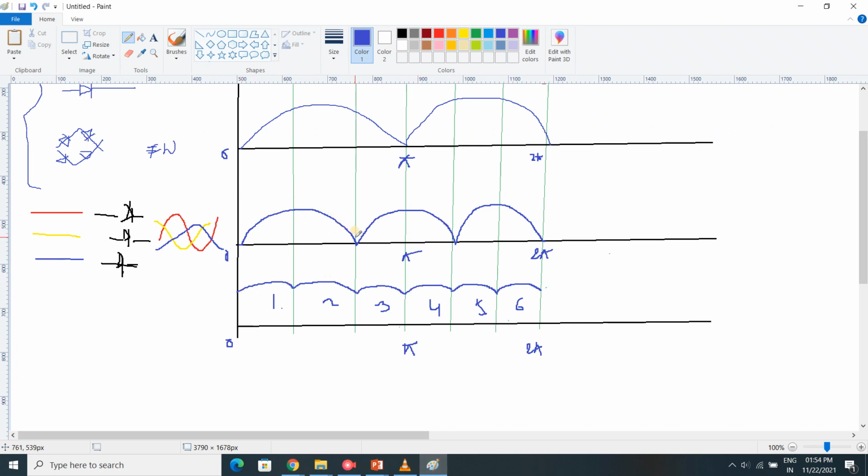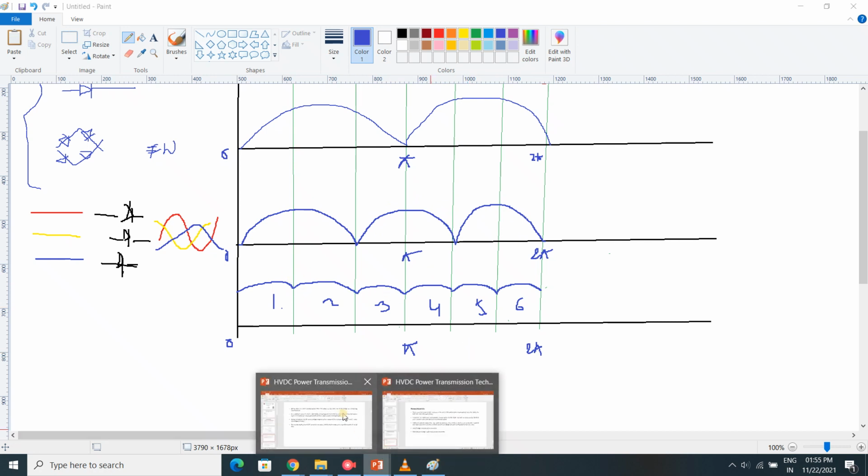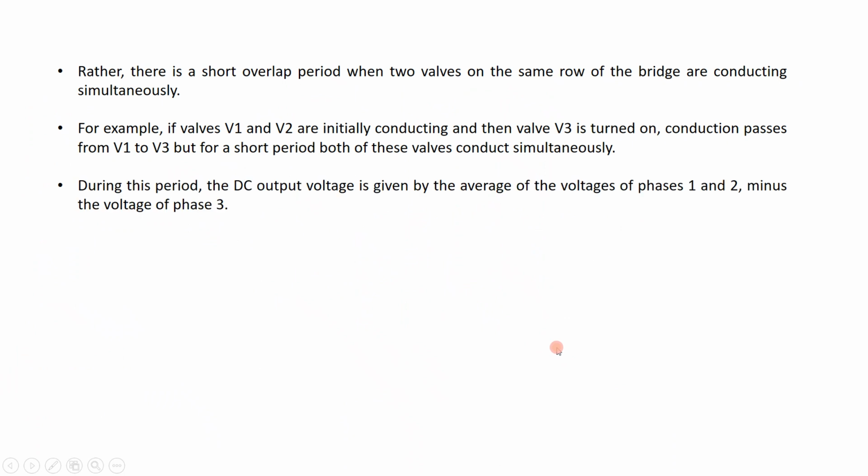That is why we will see that we are getting a waveform like this. Previously the rectification of one was completed, then the second started, but in this case the rectification takes place in this way. There is overlap.